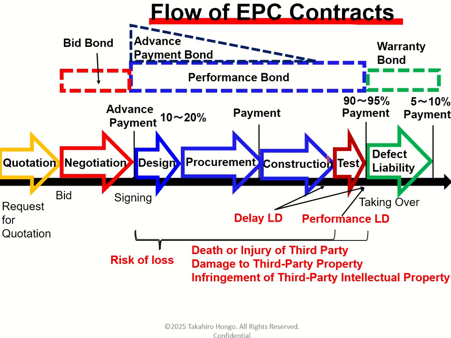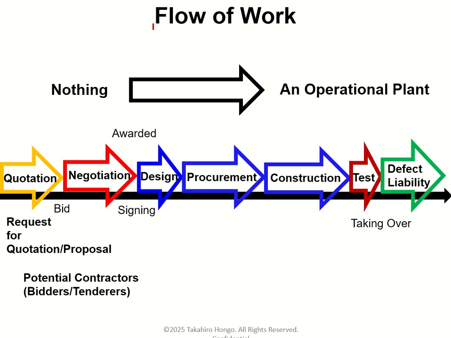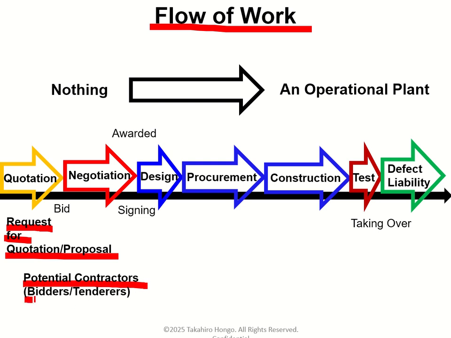So, let's take a look at each part of the flow together. Let's take a look at the flow of work. First of all, the owner submits a request for quotation or a request for proposal to potential contractors. Potential contractors are often called bidders or tenderers. After that, the bidders prepare bid documents and submit the bid documents to the owner. Then, negotiation starts. And only one bidder will be awarded the contract.